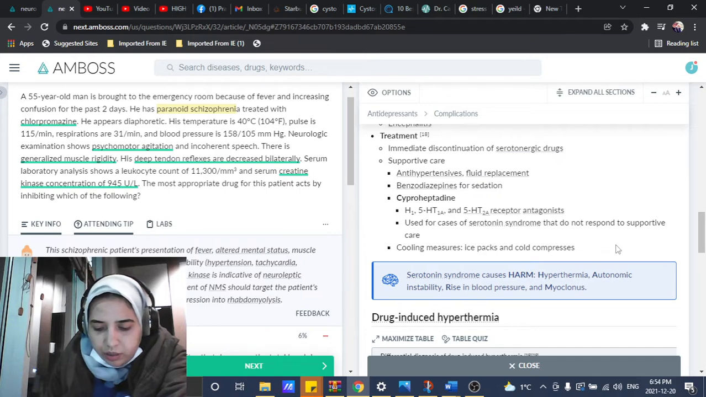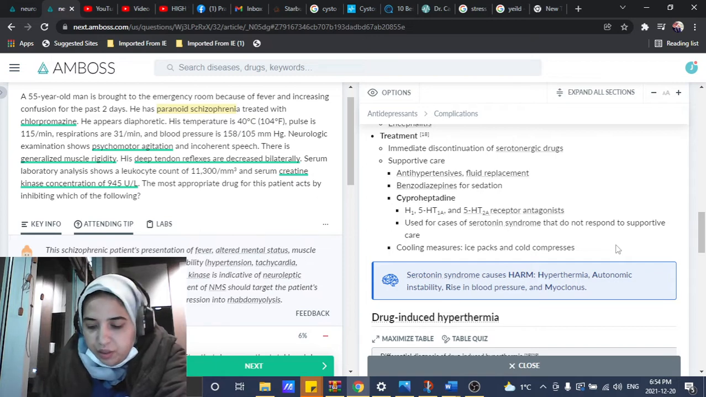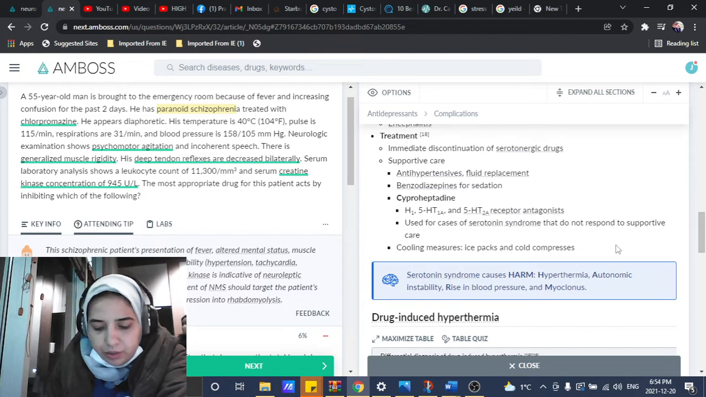As you can tell already, it looks very similar to neuroleptic malignant syndrome so far. Rise in blood pressure was also part of it, but the key difference here is myoclonus. Increased blood pressure and myoclonus. So HARM. I like that acronym.